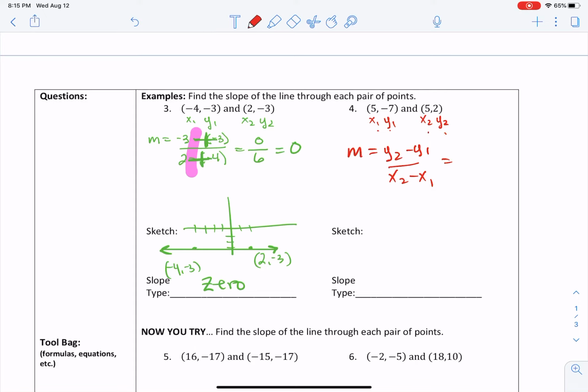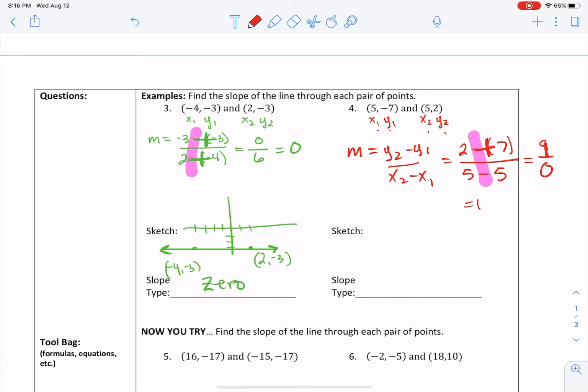So then we substitute. Y2 is 2 minus y1 is negative 7 over x2 is 5 minus 5. These stay negative to start with, and then we can change them into pluses. So this is 9 over 0. But I told you we can't divide by 0, so that is undefined.